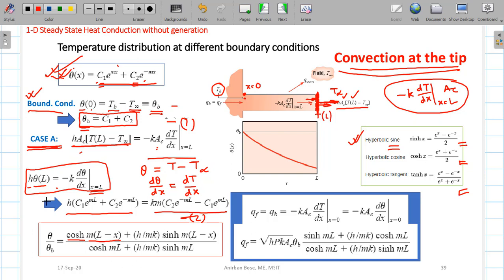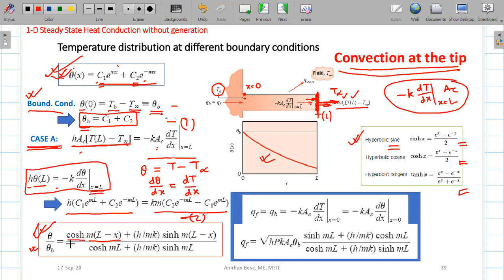So this is the temperature distribution. A bit complicated expression, but this is the exponential relationship. The variation of theta that you can see is changing, it is not a straight line, rather an exponential relationship, and that exponential relationship is given by this equation.